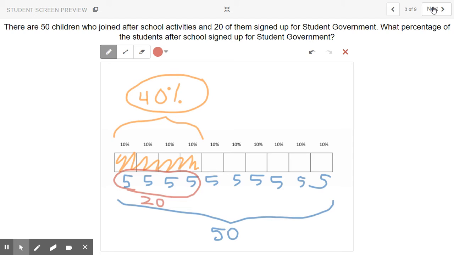There are 50 children who joined after-school activities and 20 of them signed up for student government. What percentage of the students after school signed up for student government? So 50 means there are 50 in all, and each 10% equals 5. I wanted to know how many 5s would make 20 students. That would be 5 times 4, so I had to shade 4 boxes. That means 40% of the students after school signed up for student government.